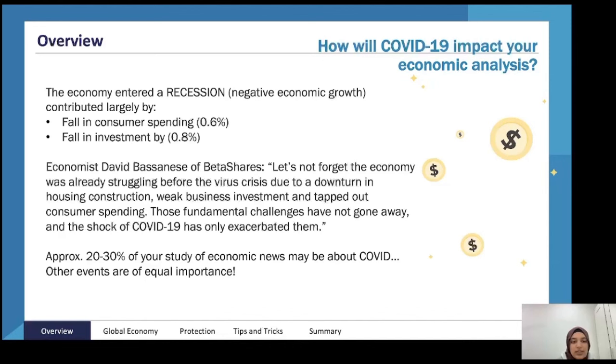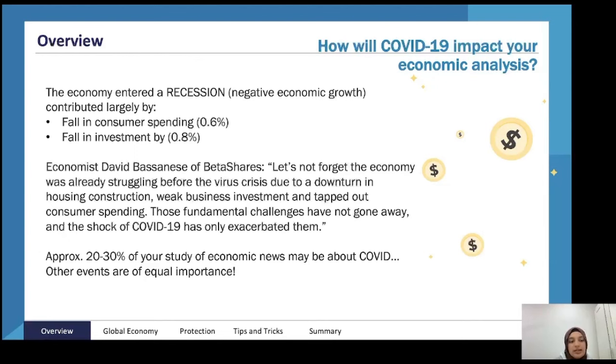So economist David from BetaShares essentially stated that the economy was already struggling before the pandemic, and that was due to housing construction downturns, weak business investment, and tapped out consumer spending. And those fundamental challenges are still there. And then COVID came along and it just made it a lot worse. So again, very important to note that COVID has a huge role to play.